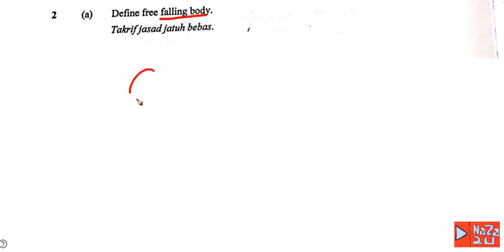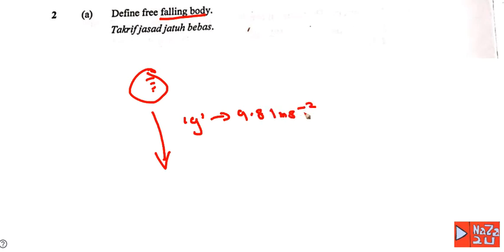So let's say you have an object released from rest, meaning the object starts moving downwards in a straight line with the gravitational acceleration g of 9.81 meters per second squared.